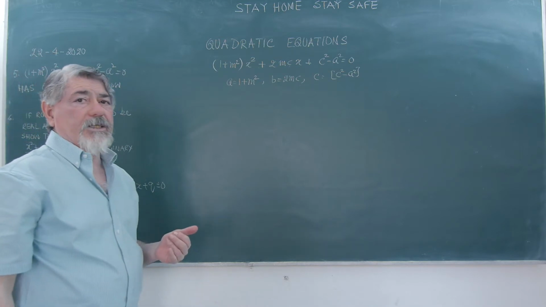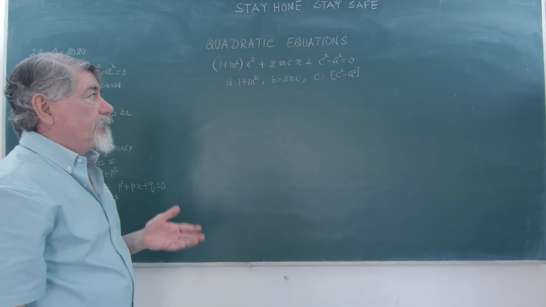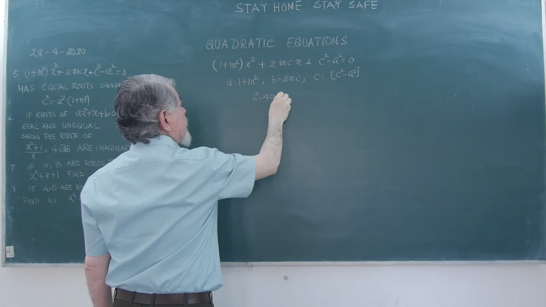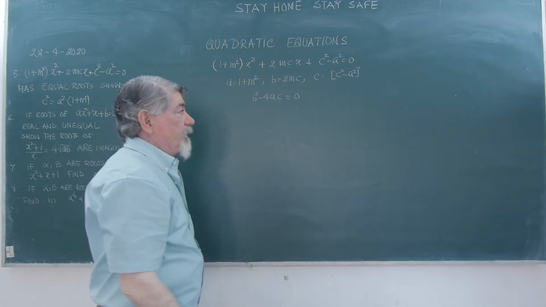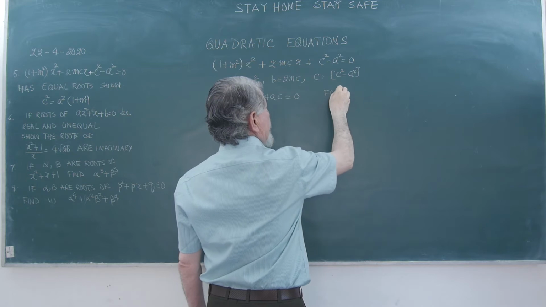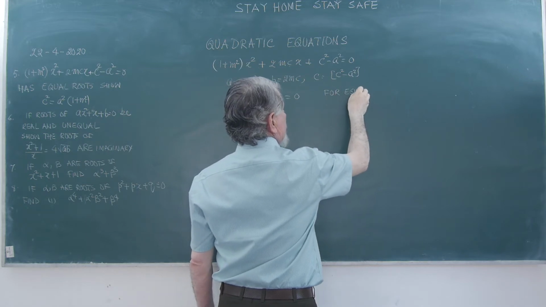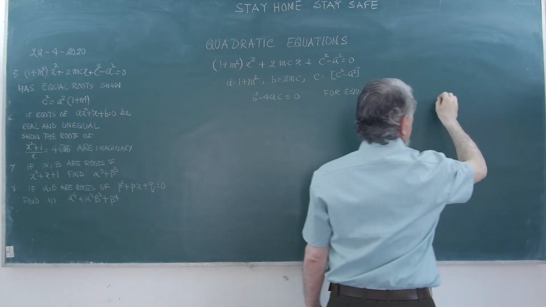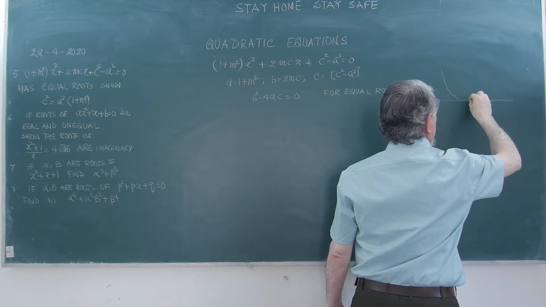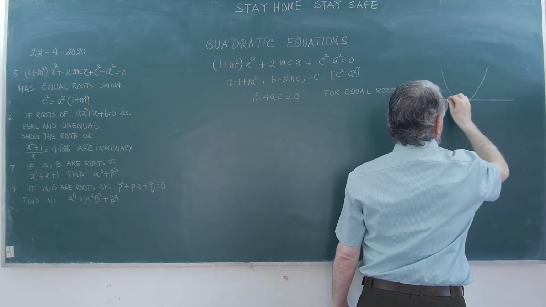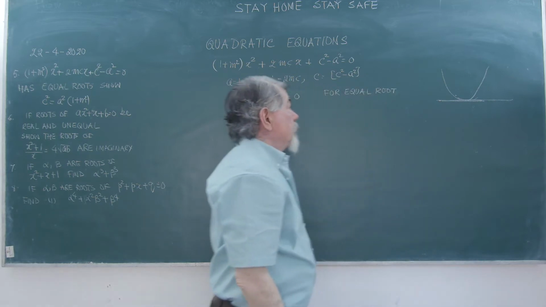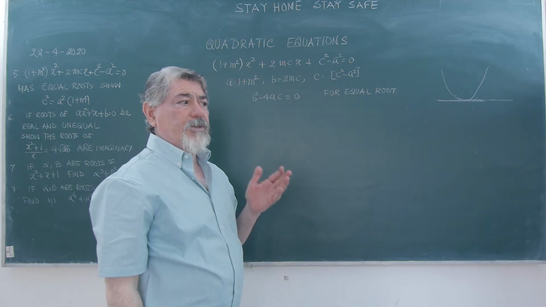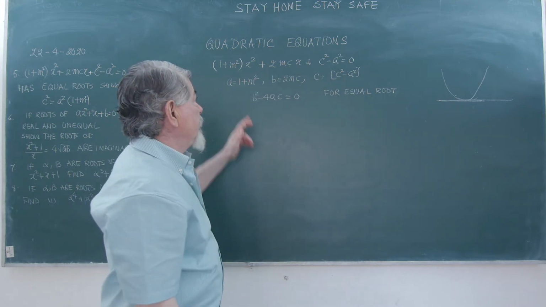When does a quadratic equation have equal roots? We told you, if b square minus 4ac is equal to 0. This is the condition for equal roots: b square minus 4ac is equal to 0. So let us substitute the values of a, b and c from this.